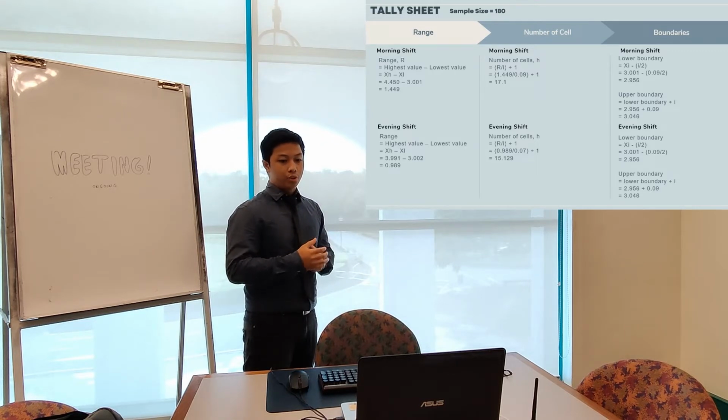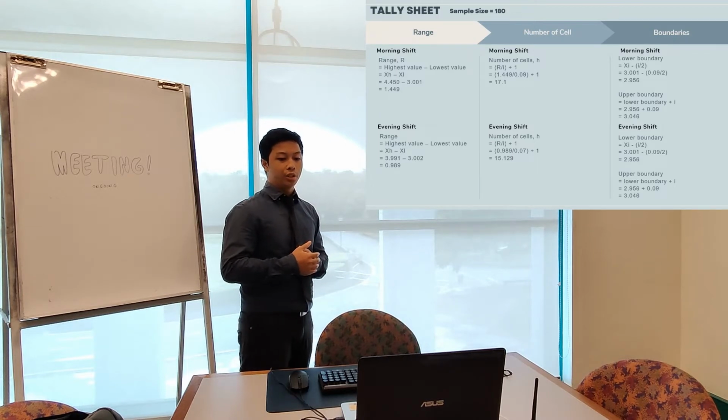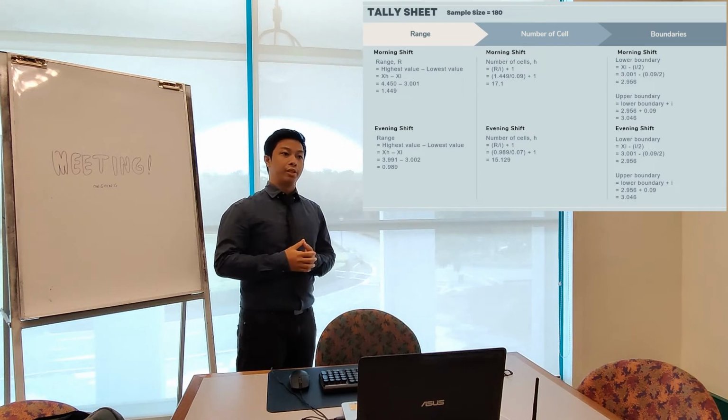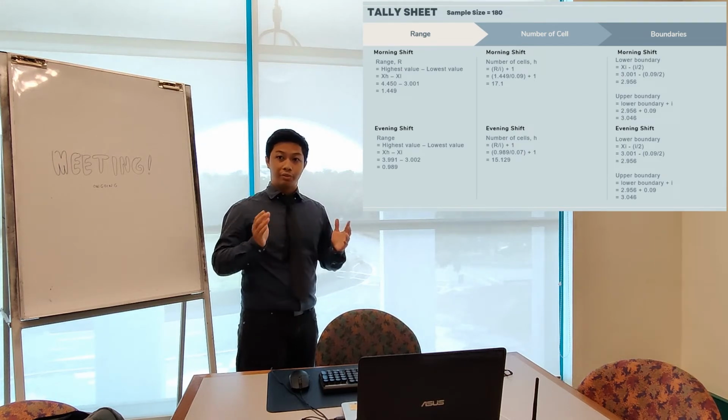This is because the number of cells is usually an odd number, so that the peak of the distribution can be seen from the histogram, which will be shown by Hazim later. So the number of cells for the morning shift is 17, meanwhile for the evening shift it is 15.